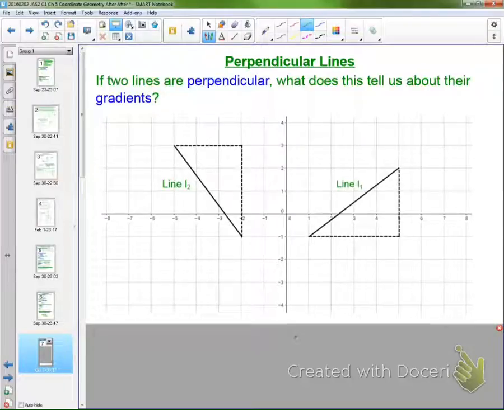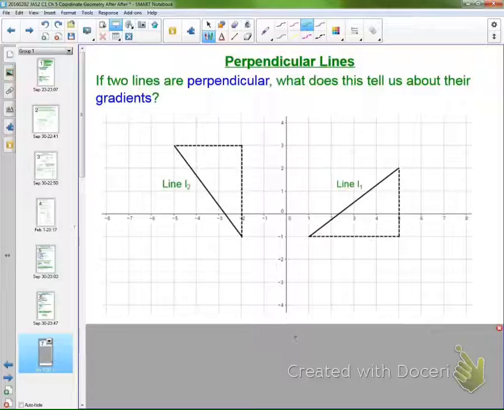In this section of coordinate geometry, we are going to look at what it means for two lines to be perpendicular to each other, and what this tells us about their gradients. Now we have here two lines, L1 and L2, and we're going to begin by finding their gradients.